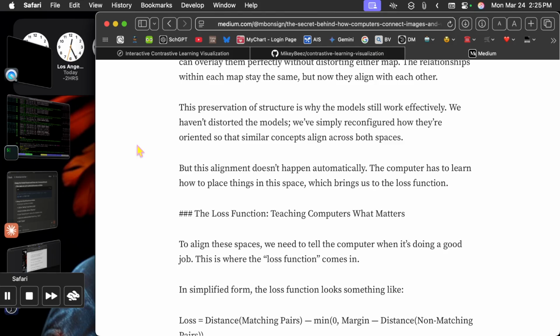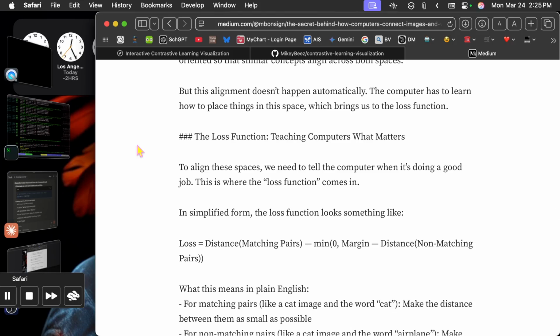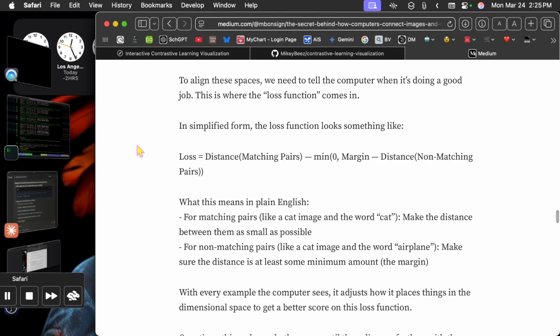But this alignment doesn't happen automatically. The computer has to learn how to place things in this space, which brings us to the loss function. The loss function: teaching computers what matters to align these spaces. We need to tell the computer when it's doing a good job. This is where the loss function comes in.